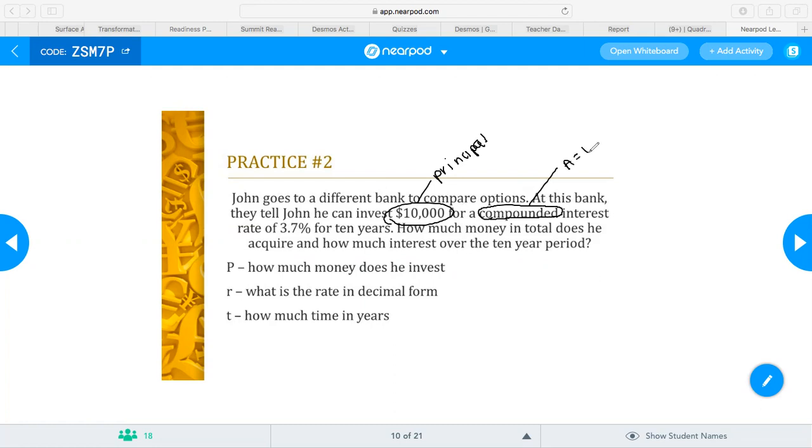So this is how I do things. I like to write it out while I'm reading the problem. So I know this is compound interest, so I know I'm using the formula A equals P times (1 plus R) to the power T. At a rate of 3.7%. Pause. 3.7%. What does this represent? And what would that be in decimal form? 0.037. So my decimal's here. Move it 2 places to the left. 0.037. For 10 years. Pause. 10 years. What does this represent? The T. So my T equals 10.